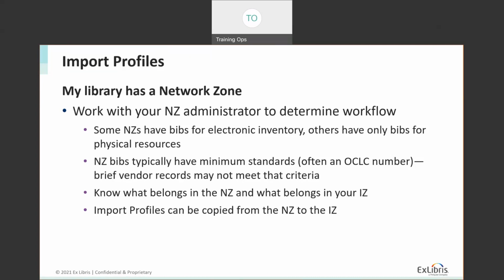Know what belongs in the network zone and what belongs in your institution zone. I've worked with groups where maybe their special collections bib records stay in the institution zone. I've worked with groups where maybe reserve records, if items are going on reserve, they keep those in the institution zone. So you have to know what the rules are. Also, import profiles can be copied from the network zone into the institution zone. So if your network zone manager has created those, you lean on those and use them, but always test.